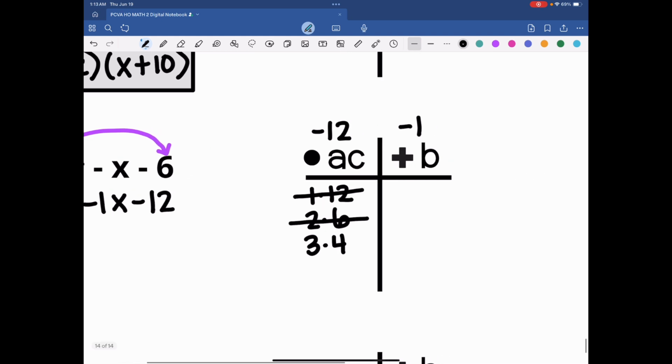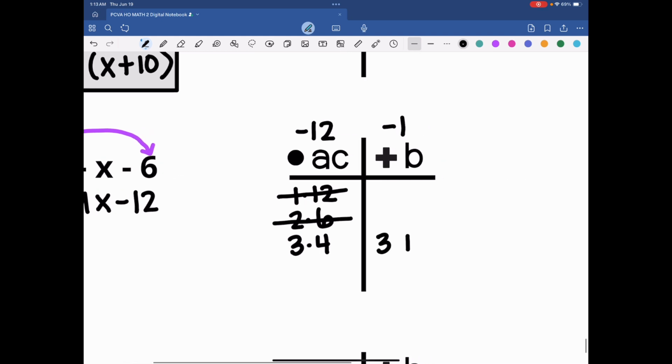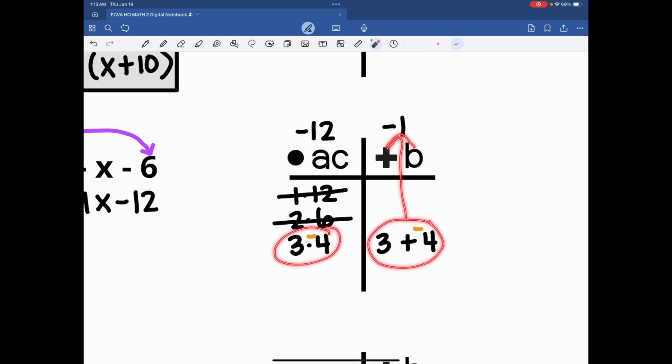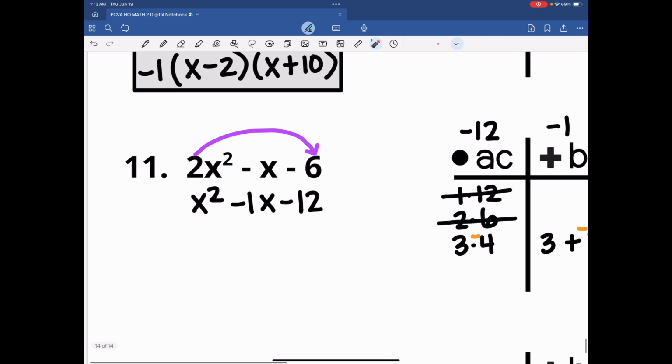So 3 and 4 are 1 apart, so we can make that work. We just have to figure out what to do about the negative. We need -1, so we need to make that -4. And we should be able to see that 3 plus -4 does equal -1, and 3 times -4 equals -12.